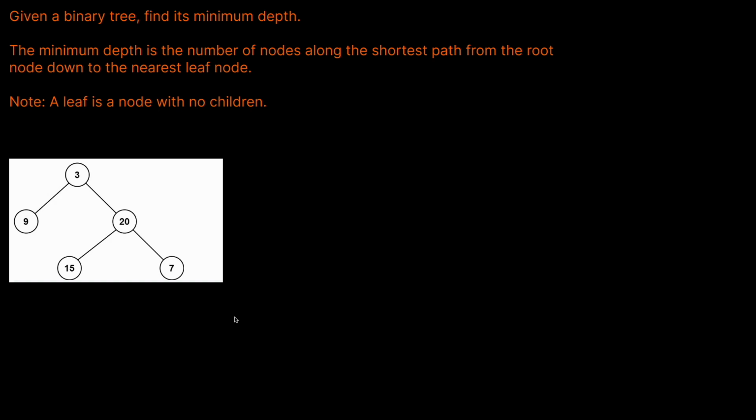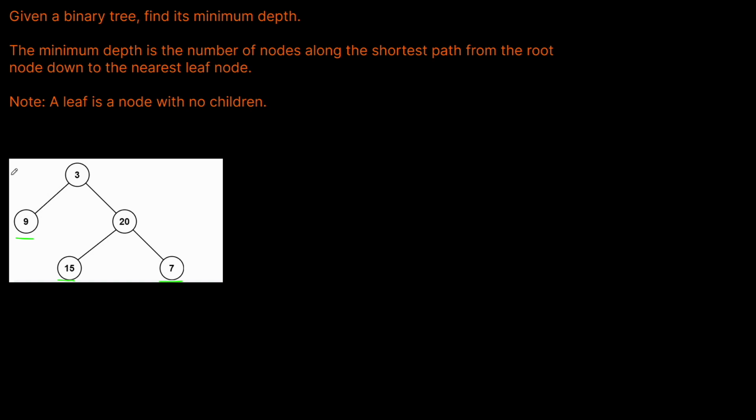So let's look at this binary tree. What are the leaf nodes? Well, it's going to be this 9, this 15, and this 7. So essentially, we're asked to find the leaf node at the shortest path from the root to the leaf node. So basically, the leaf node that is highest up in the tree.